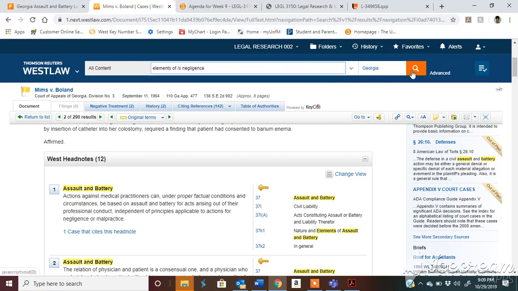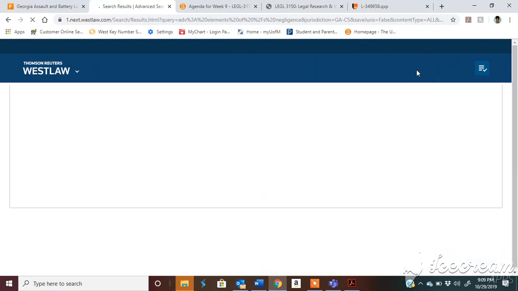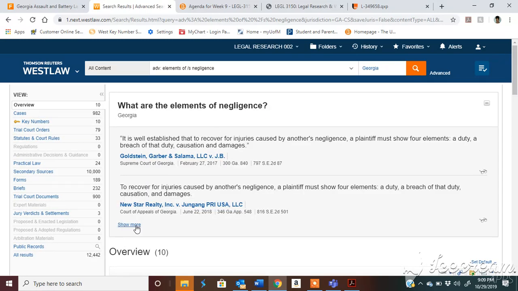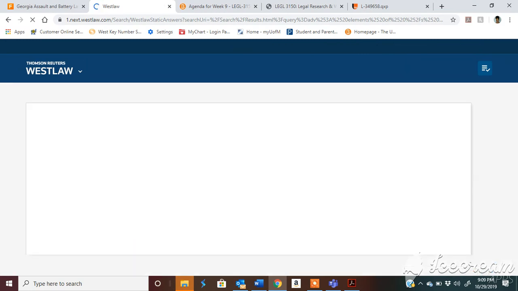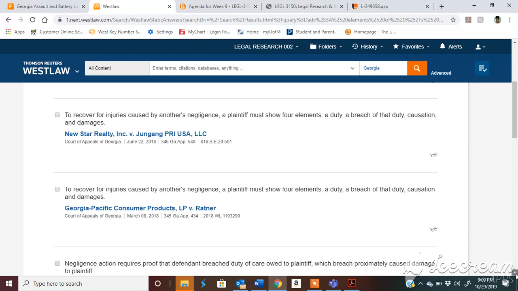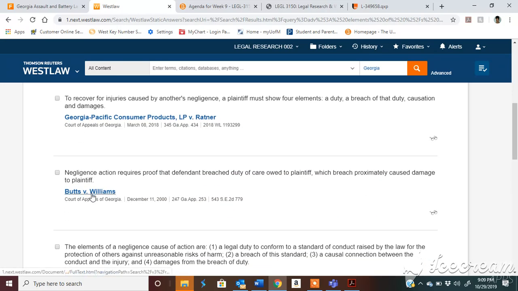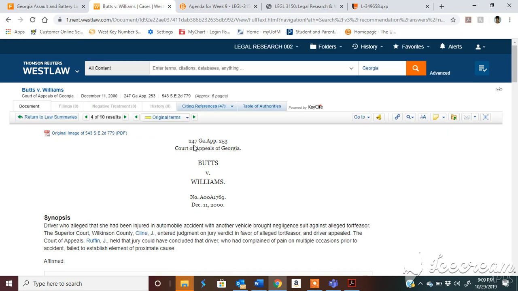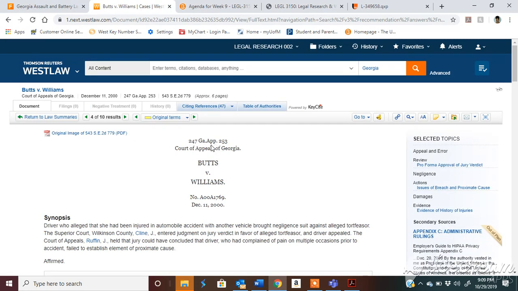In the state of Georgia is where I chose, because it's where I'm from. The case that I've chosen is Butts vs. Williams, 247th edition of the Georgia Court of Appeals Reporter, on page 253.